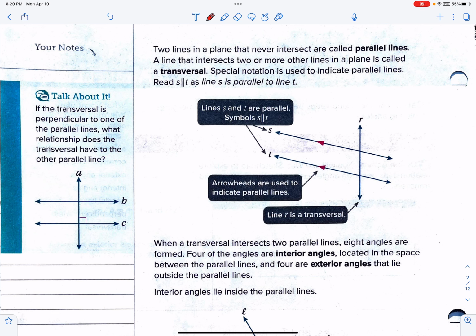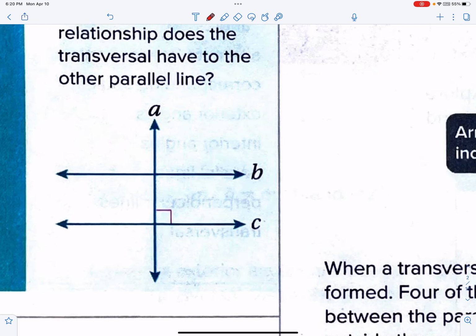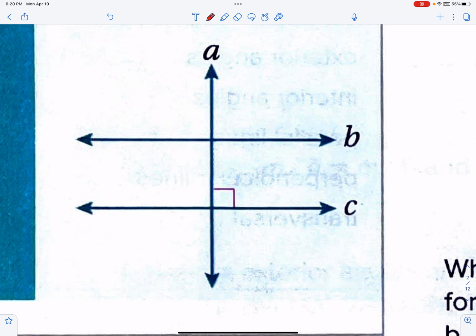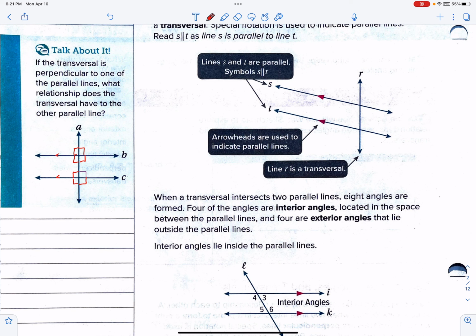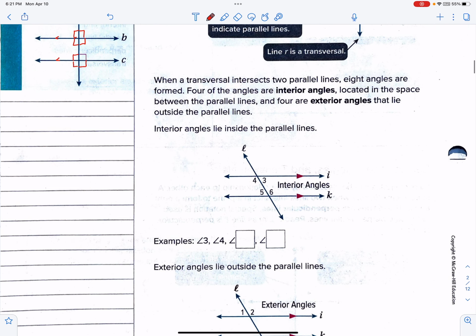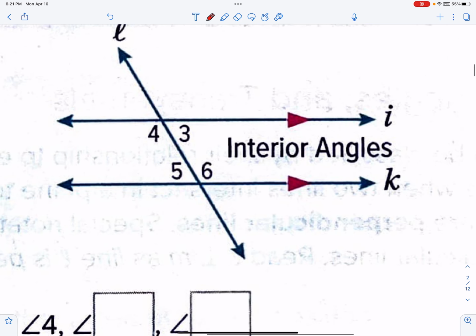Okay, and so you can see something like this. When this transversal goes through these parallel lines, all these create 90 degrees here, everywhere you look. It's not true when the transversal is at an angle, though, but there are some other things that become true. So what we end up having is these things called interior angles.